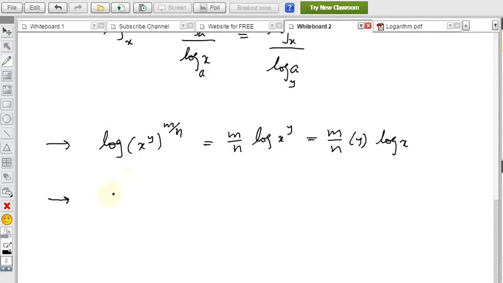Next, a cyclic order type of property: log a into log b into log c. So the same a, b, c you should write: log a to the base b, log b to the base c, log c to the base a. So a, b, c is in cyclic order, so the value is 1. Anything coming like this, the value will be 1.